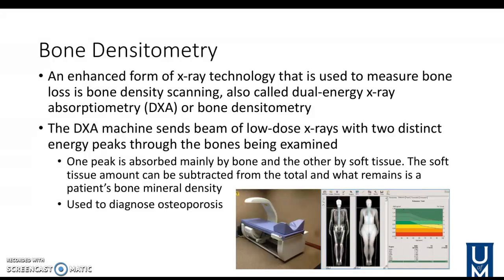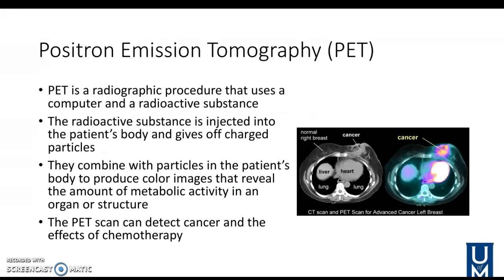So we'll see here in our picture, we have that DEXA machine, and then we'll have our picture. We can see the bones in that individual's body along with that soft tissue, and there's that program that's going to allow us to find out that total patient's bone mineral density. And again, remember, this is used to diagnose osteoporosis.